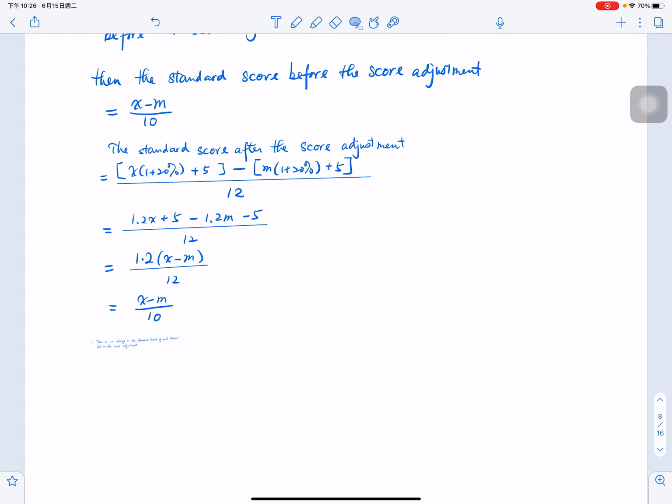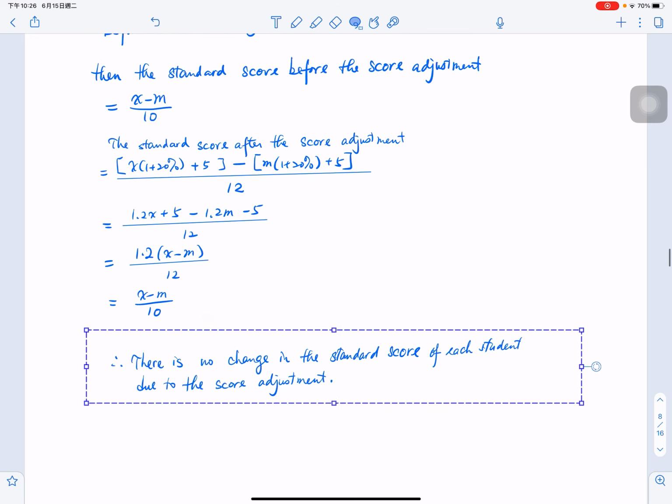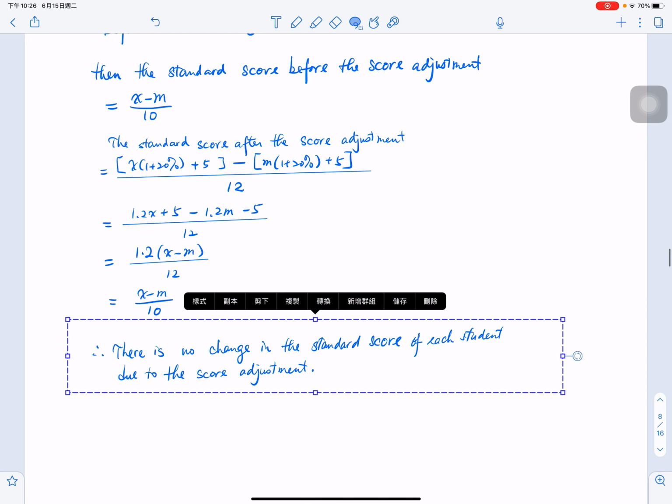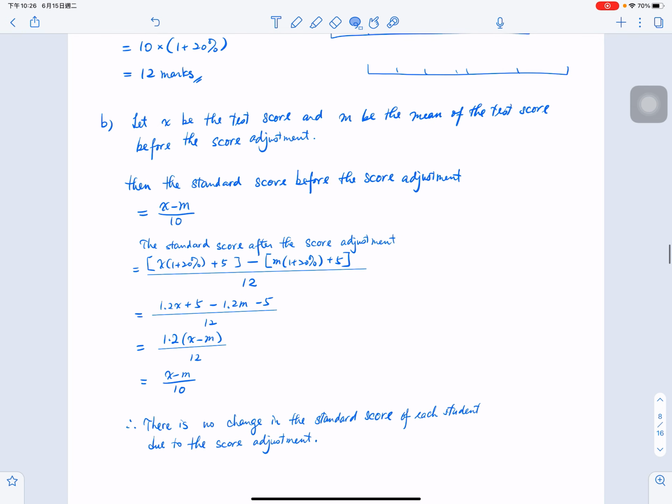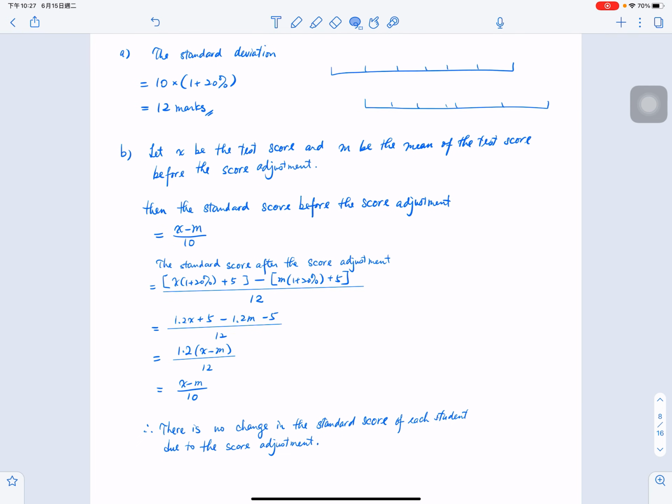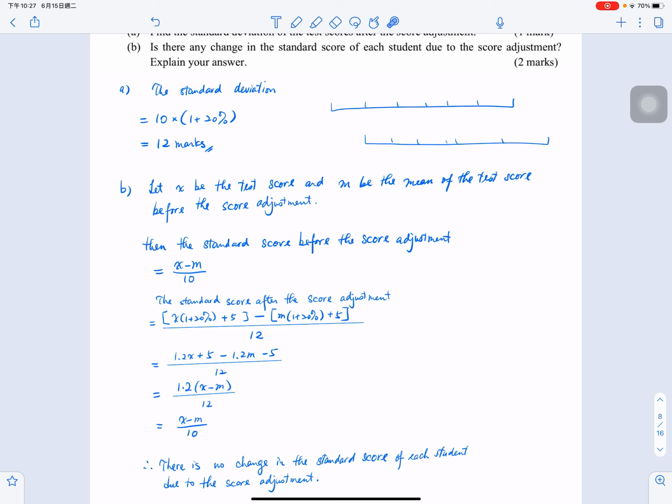So as a result, there's no change in the standard score of each student due to the score adjustment. Okay? So hope you understand about the standard deviation and the relation between the standard score, mean, and the standard deviation. After certain adjustment, standard score no change.